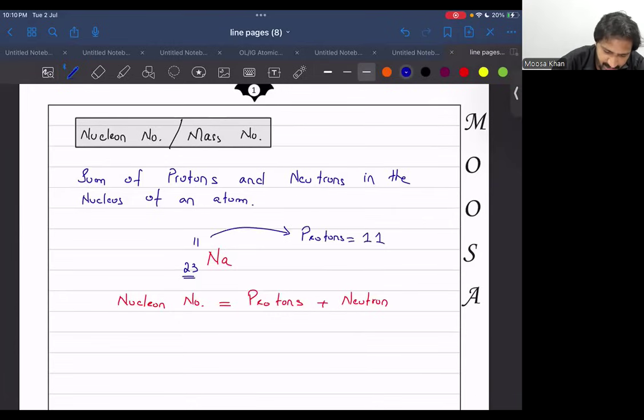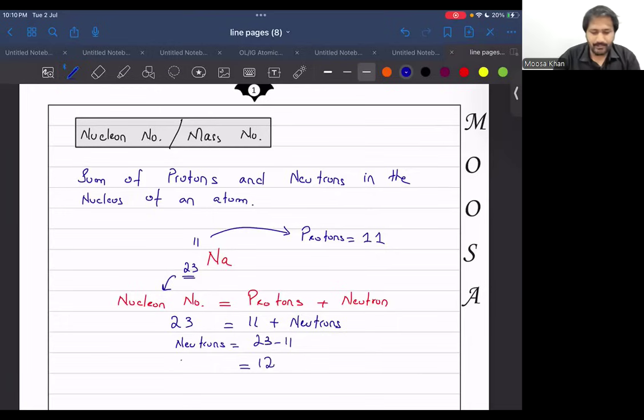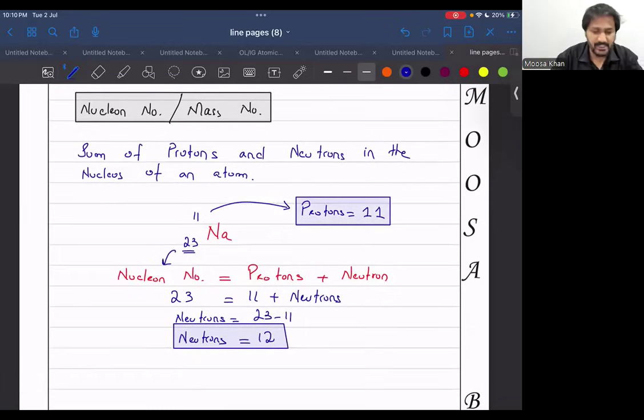Its nucleon number is 23. Number of protons are 11. So you can work out the number of neutrons. How many neutrons should be there in the nucleus of sodium? So 23 minus 11, that would give you 12. So there are 12 neutrons in the nucleus of sodium. There are 11 protons in the nucleus of sodium. Altogether, they would add up to give you 23 nucleons.